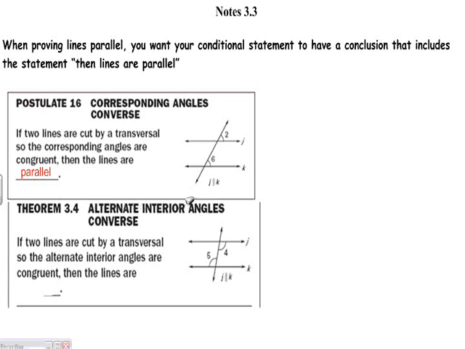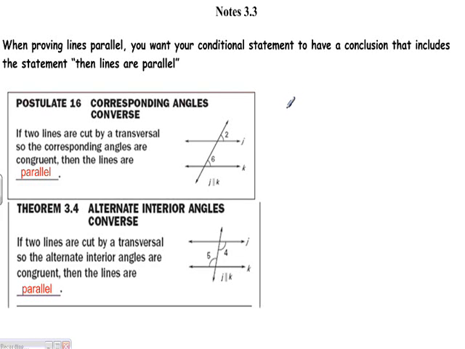All right, my alternate interior angles converse, same thing. If I have two lines cut by a transversal and my alternate interior angles are congruent, then my lines must be parallel. And so you remember we had shortcut phrases for using in our proofs last time. Well, we have them for the converse too.